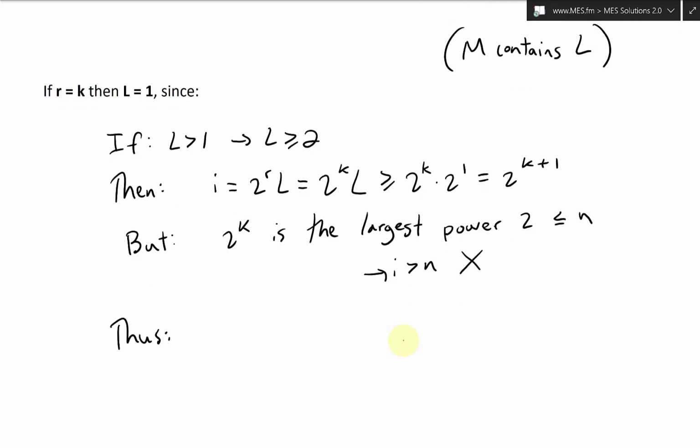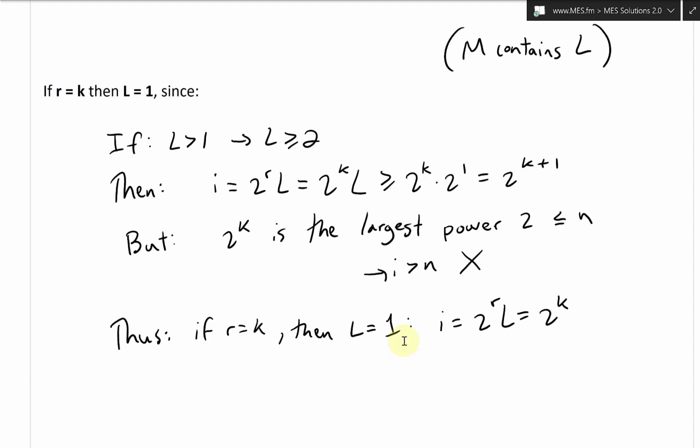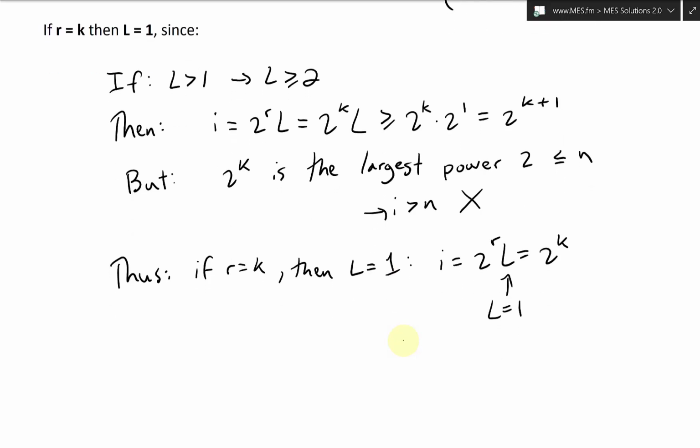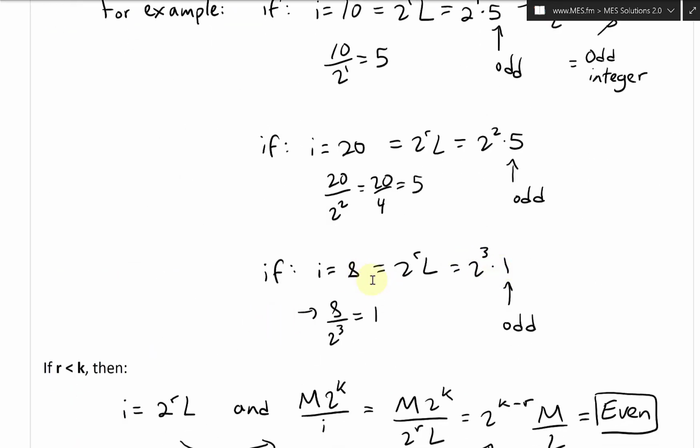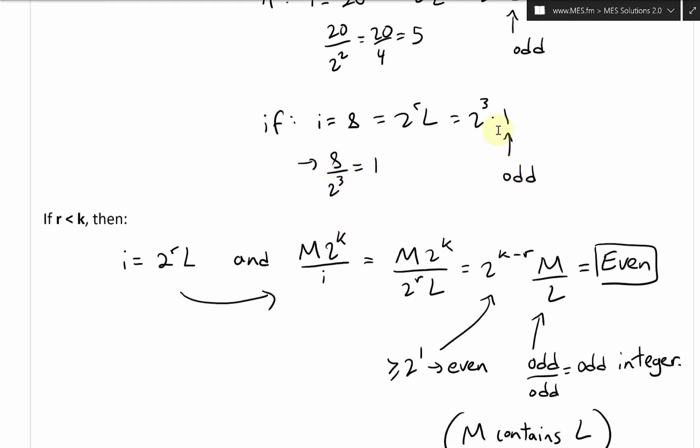Thus, if r equals k, then L equals 1, and we get I equals 2^r L, which is 2^k, and L is 1. So basically this equals 1, equals I. And we already saw this scenario here, when we were showing that L is odd. So if I is equal to 8, for example, then we have L equal to 1.